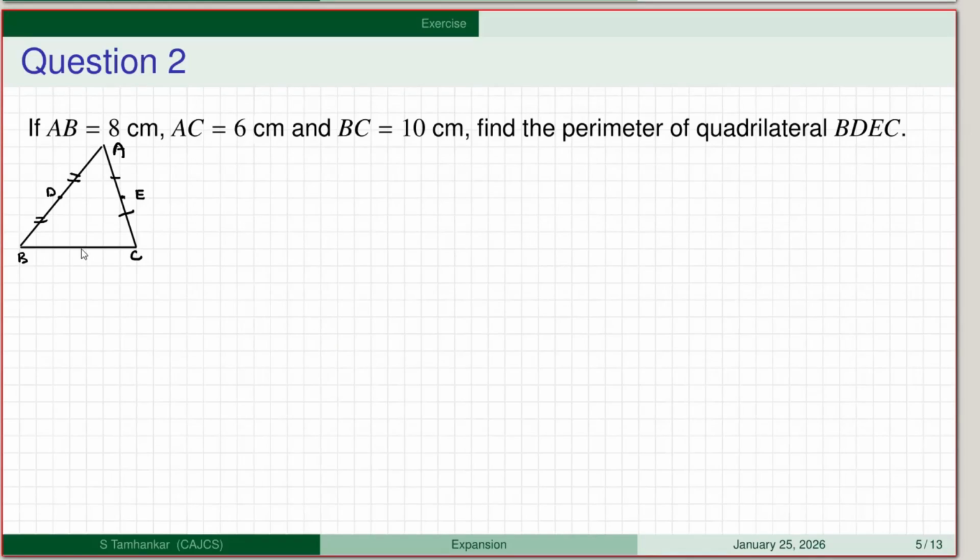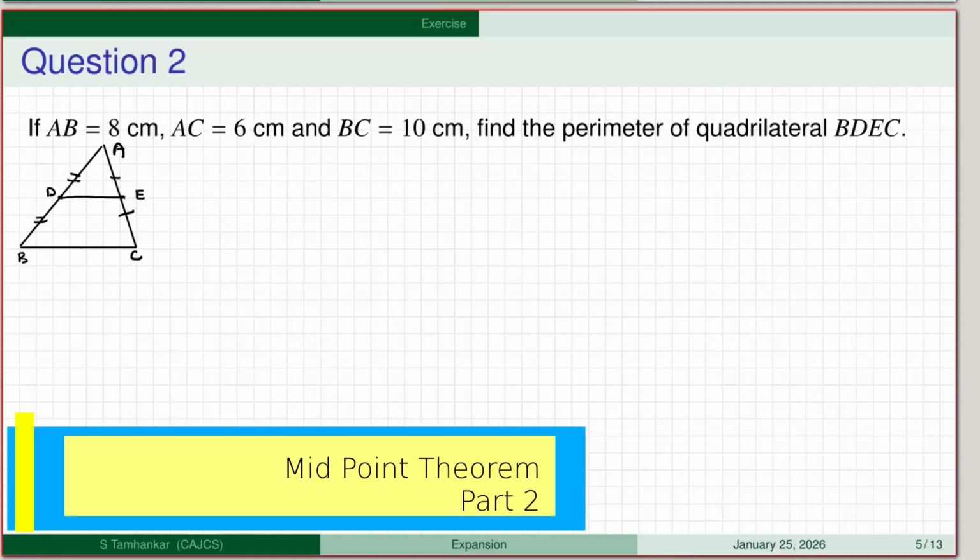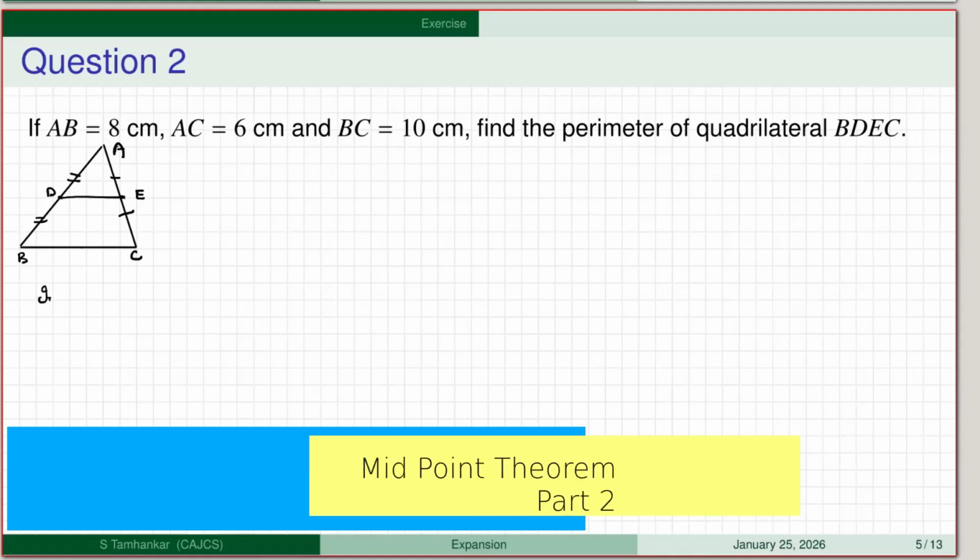So as you can see, in the triangle ABC, you have D and E as the midpoints of AB and AC, and they are asking us to calculate the perimeter of the quadrilateral formed, that is ABDEC. Okay, so I will join this. So we start with the proof.